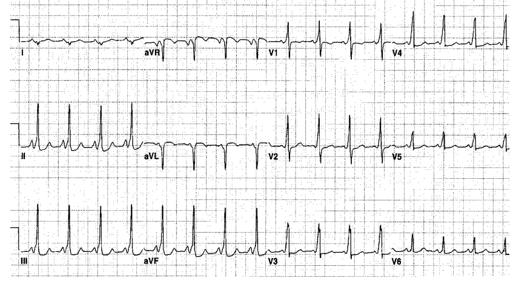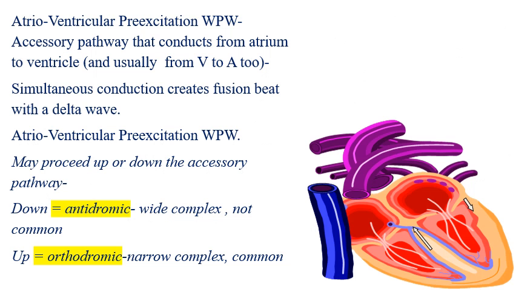Here, an example of Wolff-Parkinson-White syndrome, typically characterized by short PR, delta wave due to some early depolarization of the ventricle, and QRS wider than normal. So these are the three criteria. Atrioventricular pre-excitation, Wolff-Parkinson-White: an accessory pathway that conducts from the atria to the ventricle. Simultaneous conduction creates a fusion beat with a delta wave.